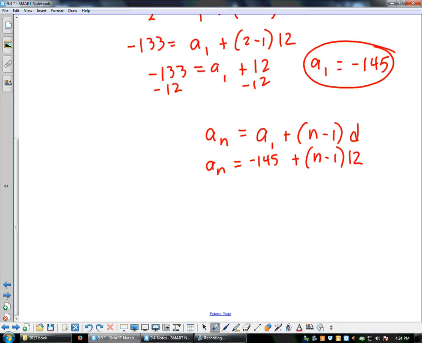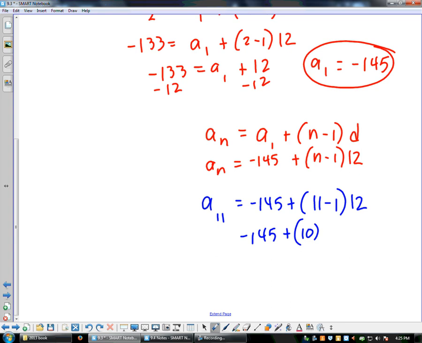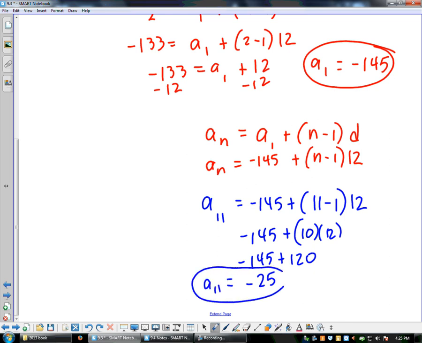If we do this, we can say a sub 11 equals negative 145 plus 11 minus 1 times 12. That's negative 145 plus 10 times 12. Negative 145 plus 120 leaves us with negative 25. So a sub 11 equals negative 25 in this case.